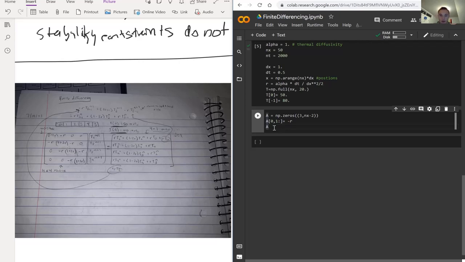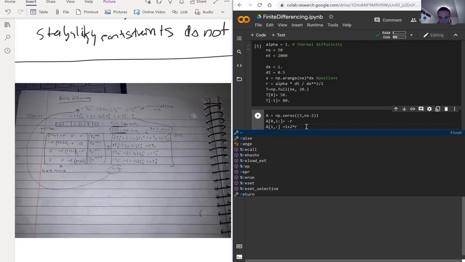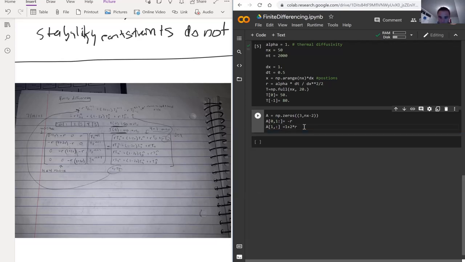So next what we need is to specify our main diagonal, our middle one, which is our 1 plus 2r. So we know that our main diagonal in this case is going to be 1, the first value, or technically the second value. Python indexing starts from 0 all the way to the end. And this will be equal to 1 plus 2 times r. So we can say that will be our middle diagonal.